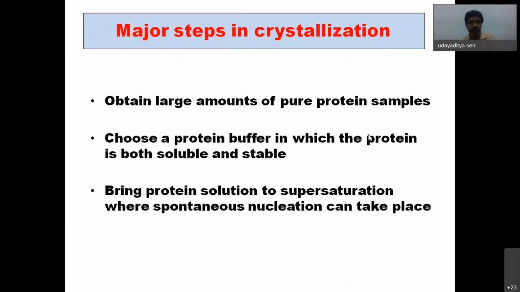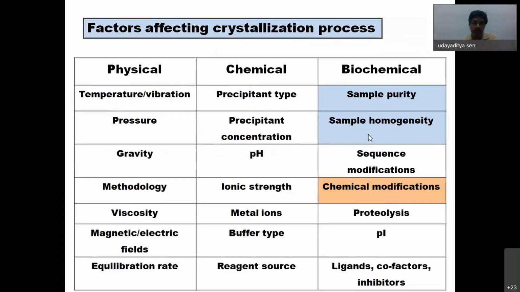And to produce the crystal, you need a large amount of your protein sample and you choose a buffer in which your protein sample is soluble. If the protein is not soluble or it's heterogeneous, you will never get a crystal. So try to find a healthy protein buffer where the protein is soluble. And then the soluble protein, you try to bring it to supersaturation where spontaneous nucleation can take place. To bring it to supersaturation, we use different kinds of salts or different parameters to crystallize it.